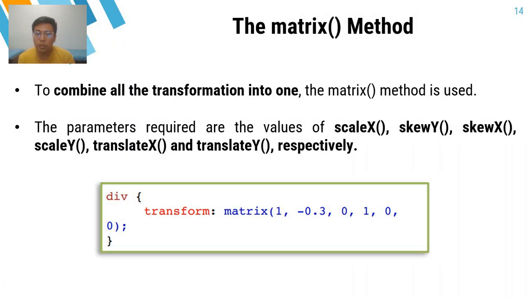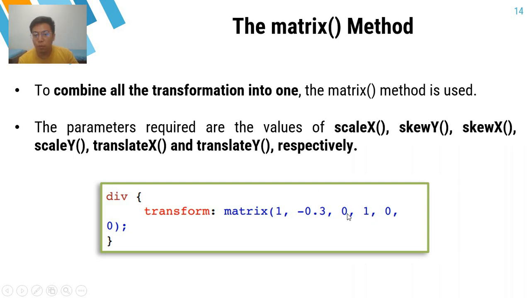And the last method that we can apply in CSS3 is the matrix method. To combine all the transformations into one, the matrix method will be used. The parameters required are the values of scaleX, skewY, skewX, scaleY, translateX, and translateY, respectively. So please also encode this on your Brackets. So we have matrix 1, negative 0.3, 0, 1, 0, 0.